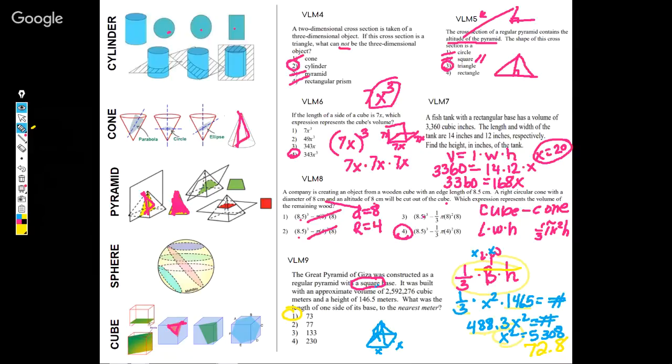So this one's really tricky. It's long, it's not hard. You start with the volume and you have to work back to get the side. It's different than when you have the side and you have to work forward to get the volume.